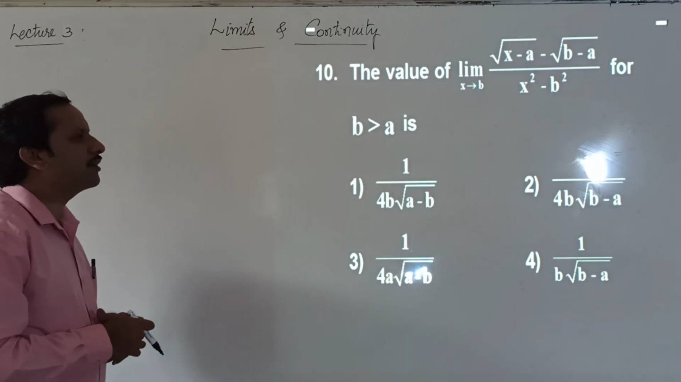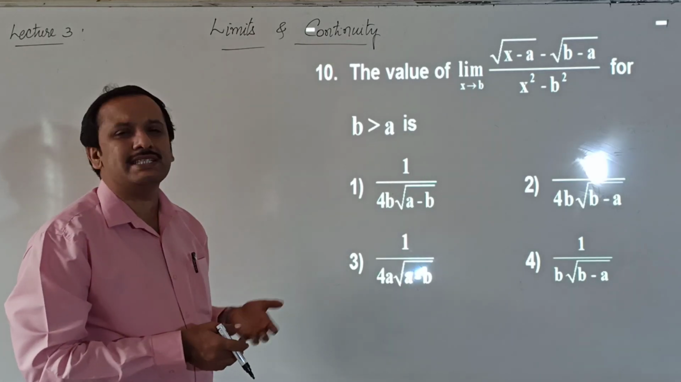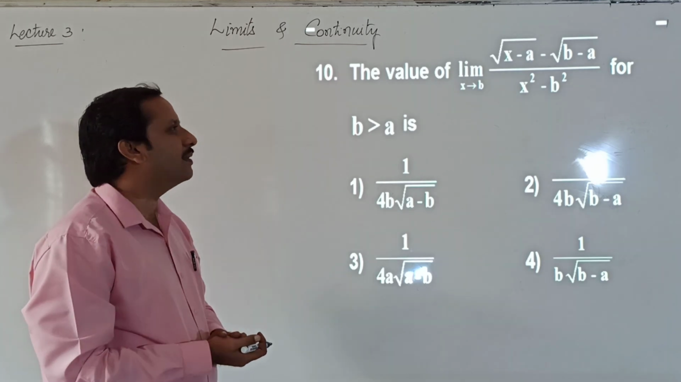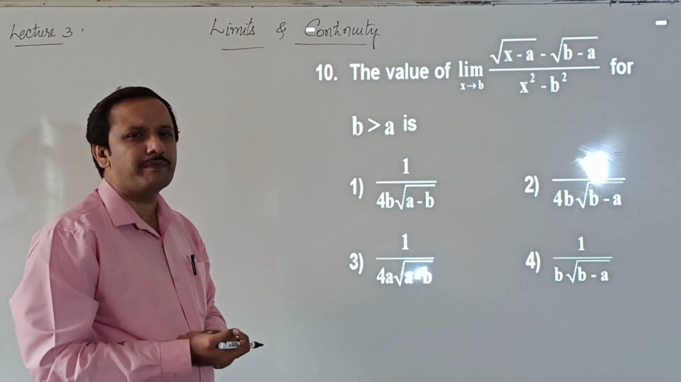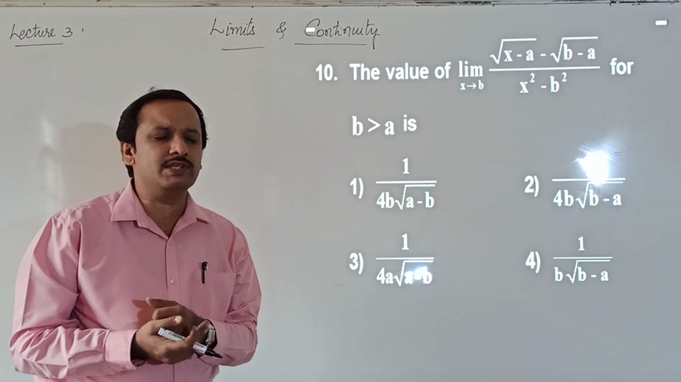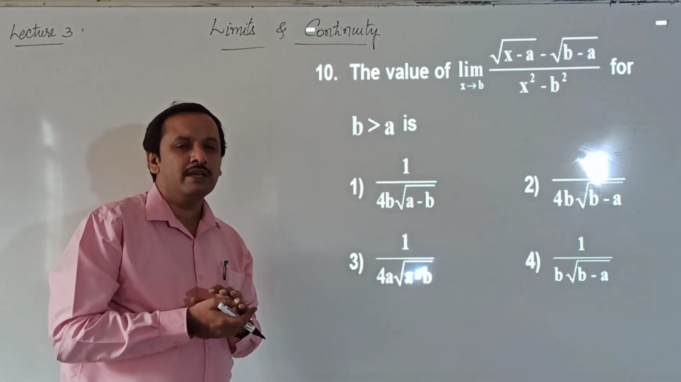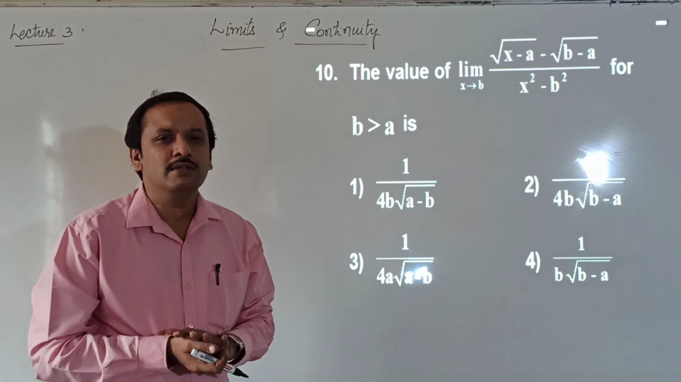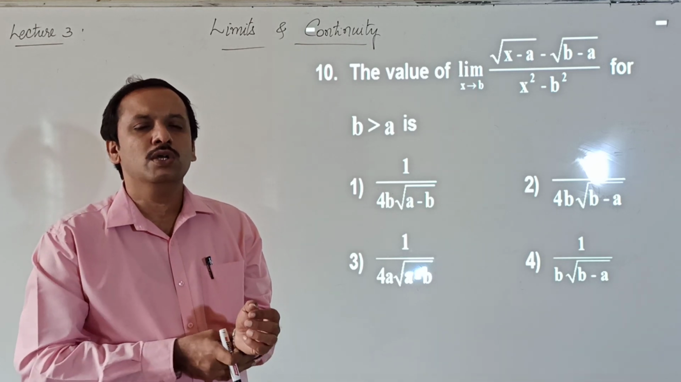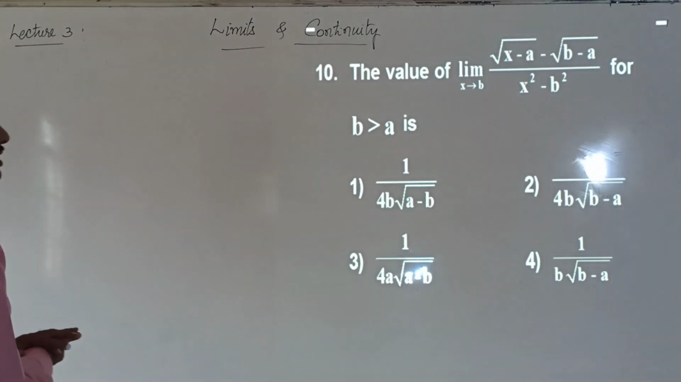Okay. Anyway, now coming back to this problem, if we directly apply the limit here, what happens? We are applying the limit as x tends to b, which means wherever there is x, we replace that x with b. Then the numerator becomes root of b minus a minus root of b minus a. The numerator is 0. Look at the denominator. I am putting x as b because we are taking the limit as x tends to b. So the denominator will become b square minus b square. That's also 0. So 0 by 0, an indeterminate form. So we can use L'Hospital's rule.